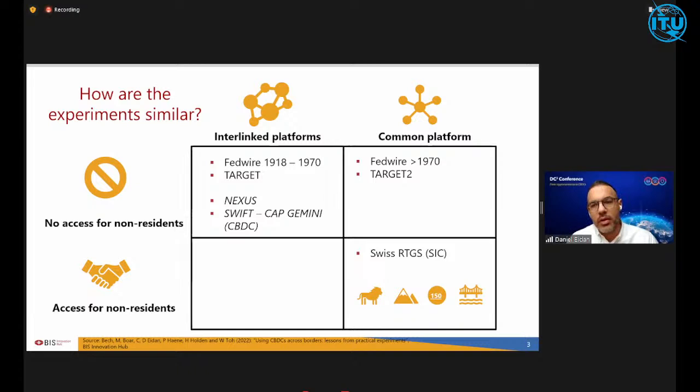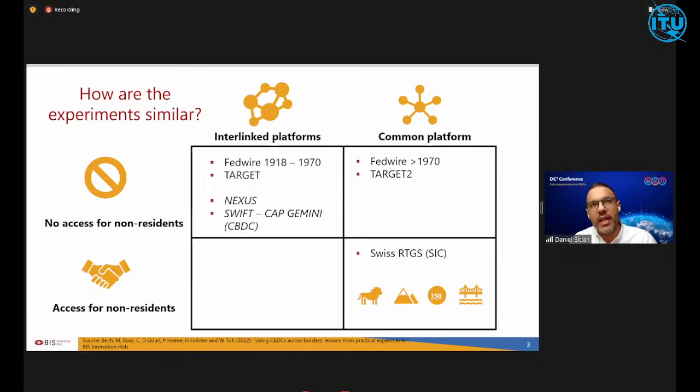On the x-axis, you can see access to domestic residents versus access to non-residents. And on the y-axis, you can see the concept of interlinking existing platforms versus creating a common platform infrastructure. The top left corner is very busy. In there, we have Fedwire in its version between 1918 and 1970, Target, and then Swift, and then a project called Project Nexus.